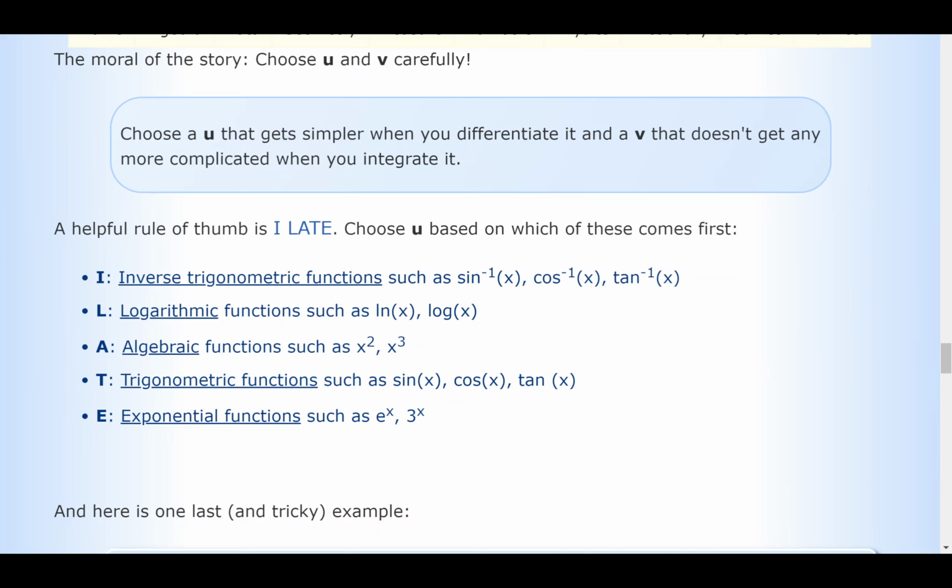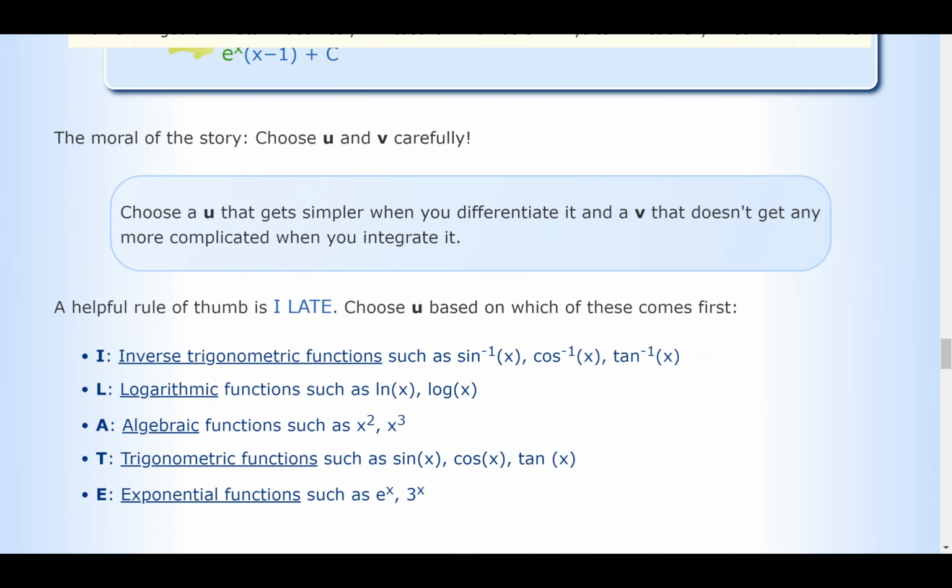A helpful rule of thumb is I-LATE. Choose u based on which of these come first. Choose u that gets simpler when you differentiate it, and v that does not get any more complicated when you integrate it. So this is very important. The moral of the story: choose u and v carefully.